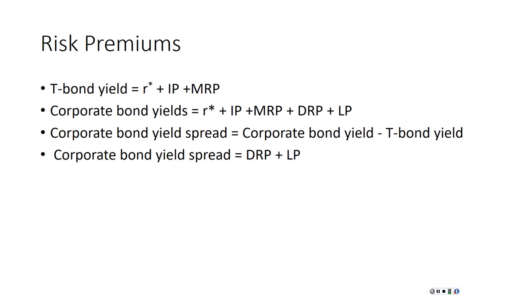The corporate bond yield spread is defined as the corporate bond yield minus the Treasury bond yield, which is of course equal to the default risk premium plus the liquidity premium.